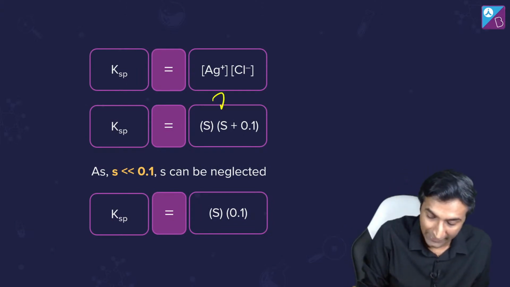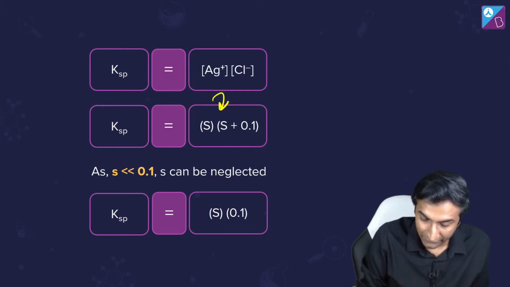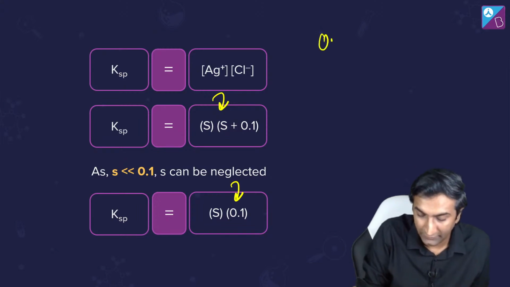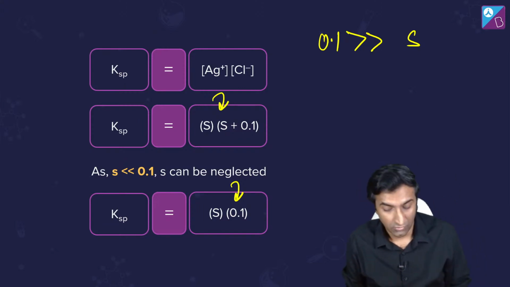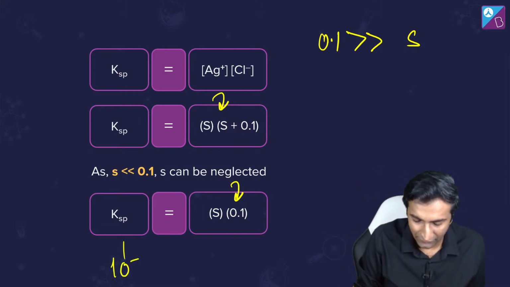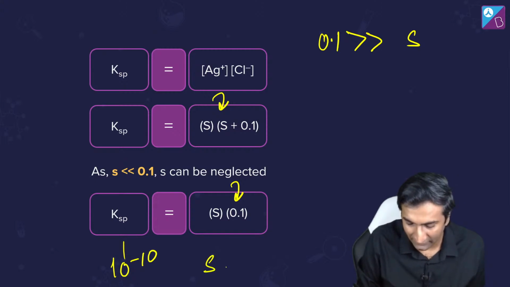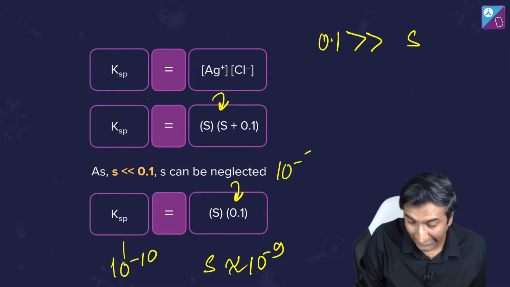देखो, so KSP is equal to S into S plus 0.1, which is simply going to be equal to S into 0.1 because 0.1 is much greater than S. तीसरे वाले की जरूरत नहीं थी, but ठीक है, cool. So now देखो, अगर theoretically if it's the order of 10 power minus 10, then S is going to be of the order of 10 power minus 9 as compared to 10 power minus 5, right?